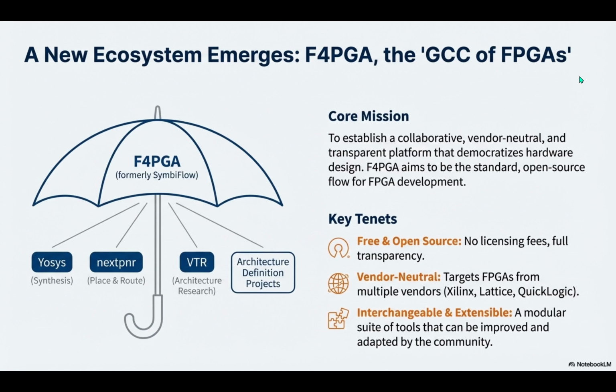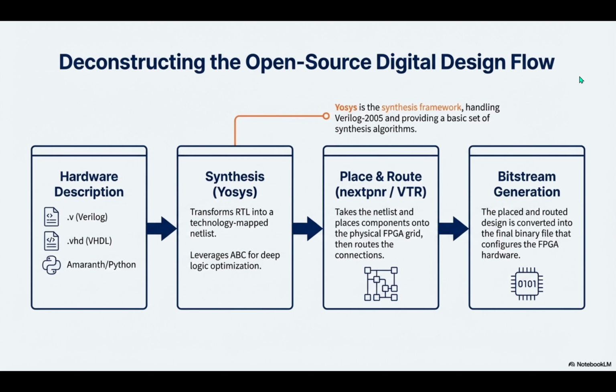It is. And FPGA wants to be that same stable, universal foundation for hardware. It means the IP you create lives outside the control of any single chip vendor. So let's get into the mechanics. Walk us through the anatomy of this open source flow. What are the main stages?